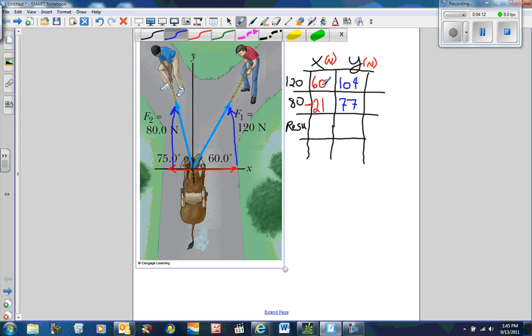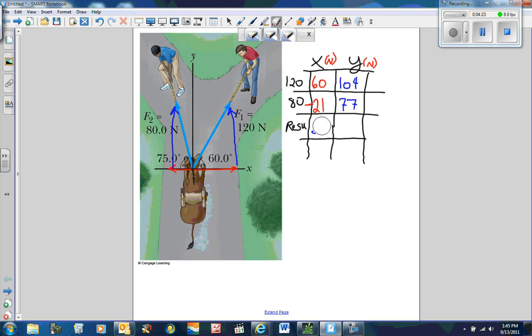All right, now I'm going to sum these up. In my calculator I'm just going to put 60 minus 21, which gives me positive 39. And then for blue, it's 104 plus 77, they're both positive, which gives me 181. All right? That's my new triangle.